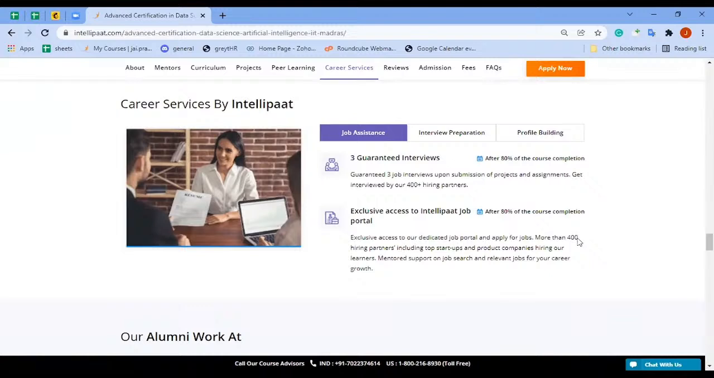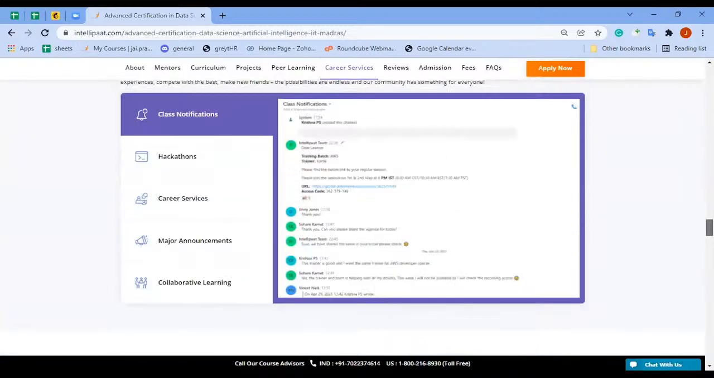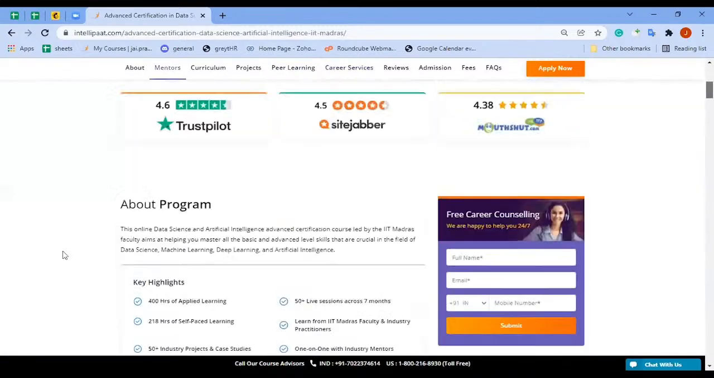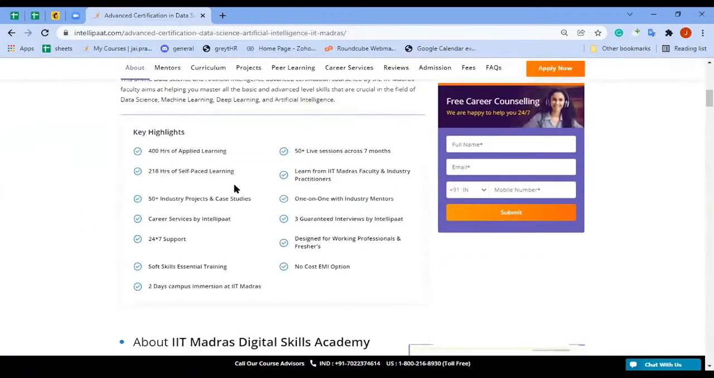We have a job portal on which our 400 plus hiring partners are already registered. We'll give you the ID and password of this portal and you can start applying online. This again happens after 80% of the course completion. So if you see here, we have a very structured way of dealing with career services. There is a proper format to the career services. All right, so I believe I have explained the entire course details to you.